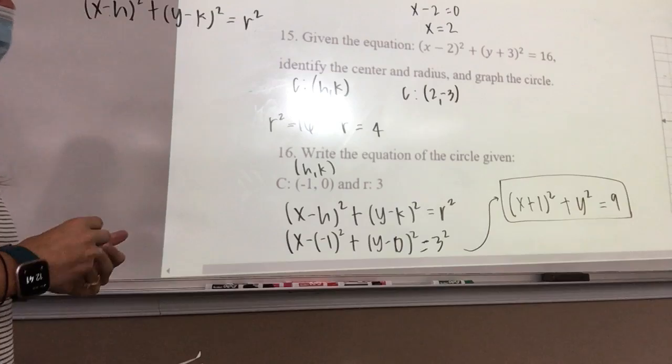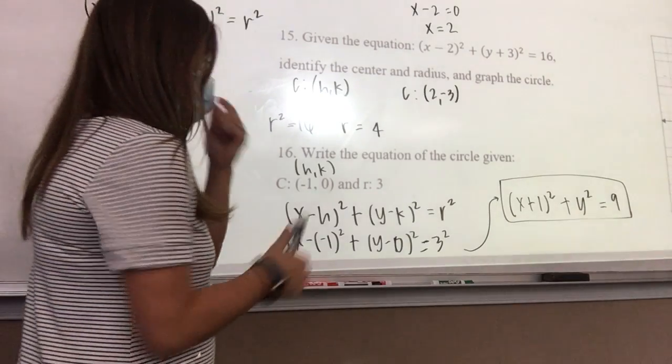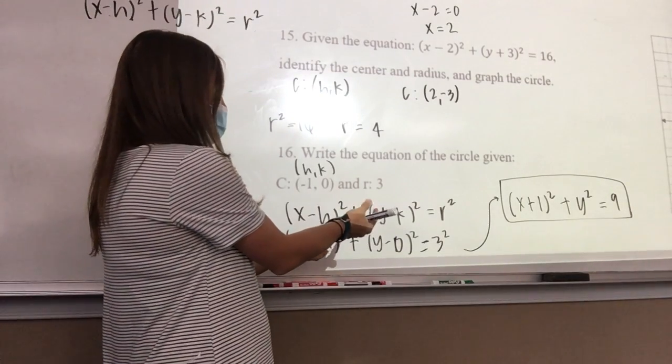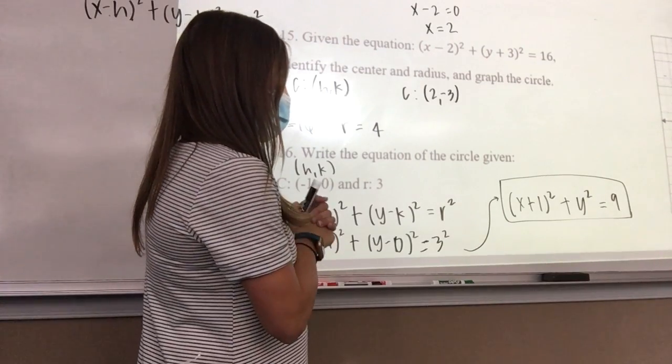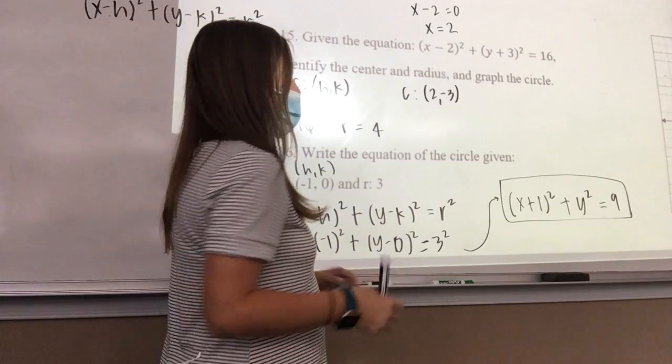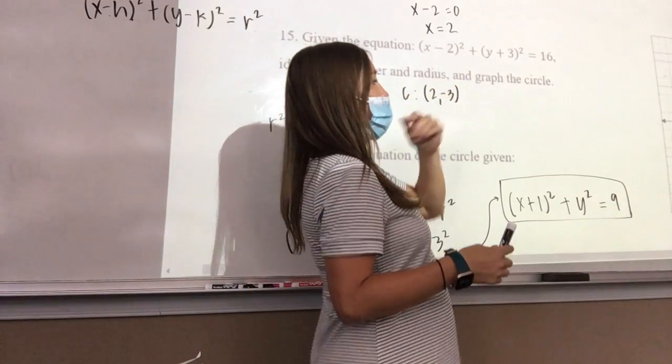So the hardest part, I think, with circles is the center. You've got to remember that it's basically the opposite sign. And then squaring the radius, or square rooting it if you're going the other way.